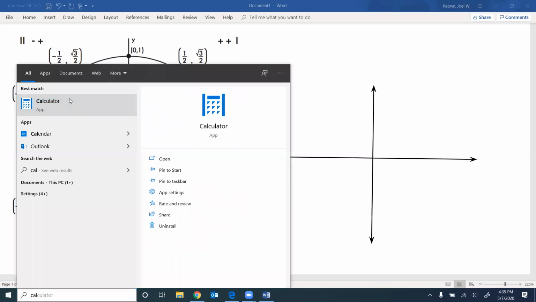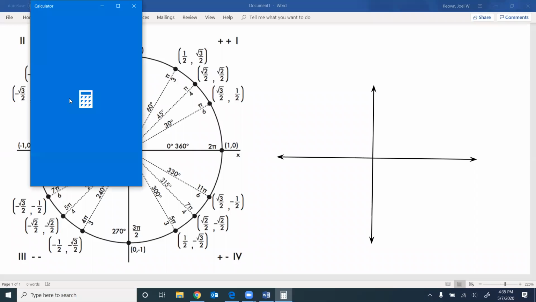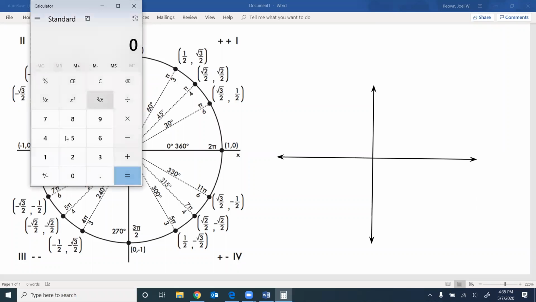There we go. This one right here will work fine. Let's see, what's 540 minus 360? 180. Okay, so that means 540 goes all the way around the circle one time, and then goes another 180 degrees.